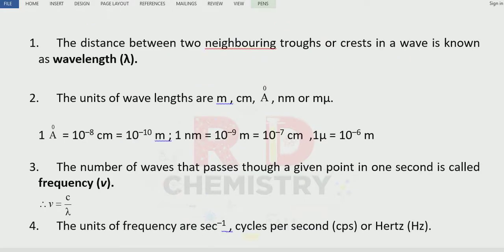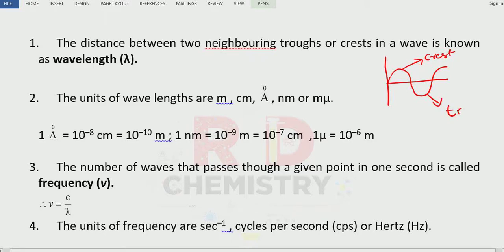Let's start now. A wave is represented like this. So this is known as the crest and this is known as the trough. The distance between two successive crests is called lambda, that is the wavelength. And the height of this crest or the trough is known as the amplitude.